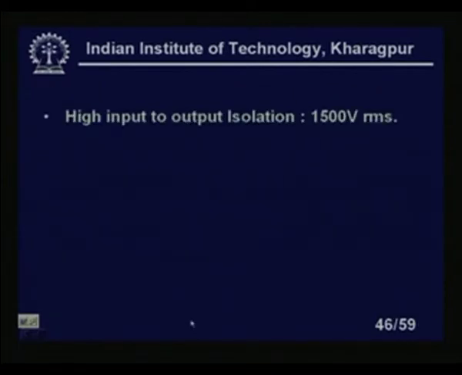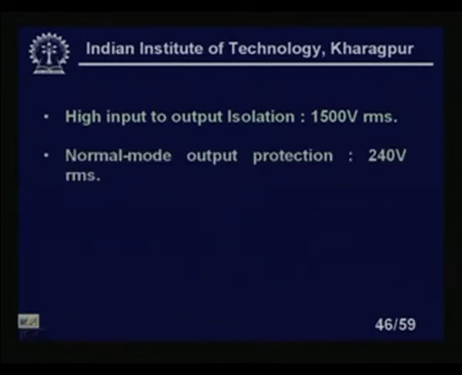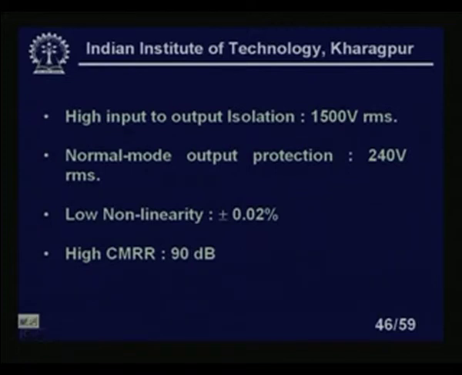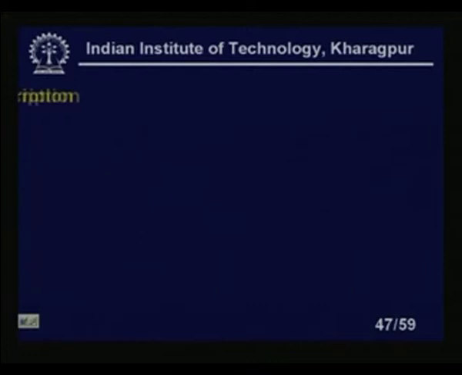High input to output isolation, 1500 volt RMS. So it is a large isolation, which is very much necessary to protect my other instruments. Normal mode output protection, that is 240 volt RMS. Low nonlinearity, it is plus minus 0.02%, that is also a great advantage. High CMRR, it is 90 dB. So the common mode rejection ratio is quite high.